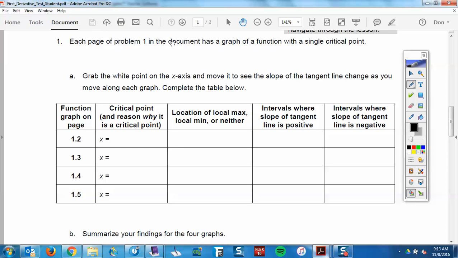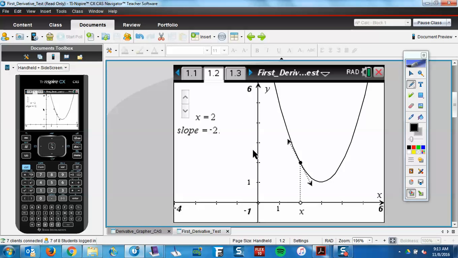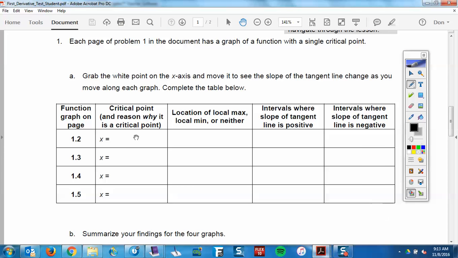Each page of problem 1 in the document has a graph of a function with a single critical point. Okay, on the side, 1.2, 1.3. So 1.2, right here at 3, there is a critical point, right? I'll just do this first line with you, and maybe you're ahead. The critical point is x equals 3. It says to give the reason why it's a critical point.